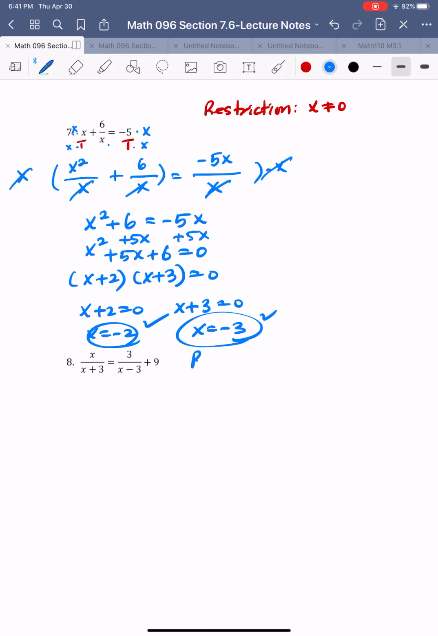Alright, number 8. The restriction is going to be x plus 3 equals, hold on a sec, I didn't change it. This must be negative, okay? Plus doesn't work. So this must be x minus 3 equals 0, which is x equals 3. So that one is a restriction. This time, x minus 3 is the LCD.